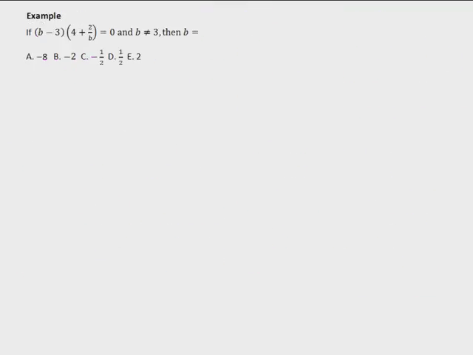If b minus 3 into 4 plus 2 by b is equal to 0 and b is not equal to 3, then what can b equal? So we have two factors whose product is 0. What can I conclude by that? If the product of two factors is 0, that is if b minus 3 into 4 plus 2 by b is equal to 0, then either b minus 3 is 0 or 4 plus 2 by b is 0. That's the only way a product of two numbers can be 0. One of them must be 0.